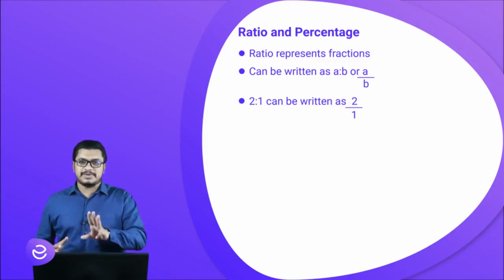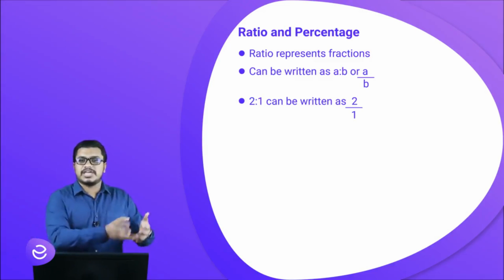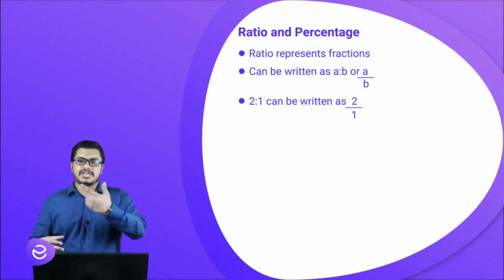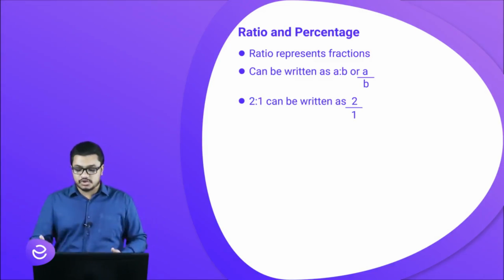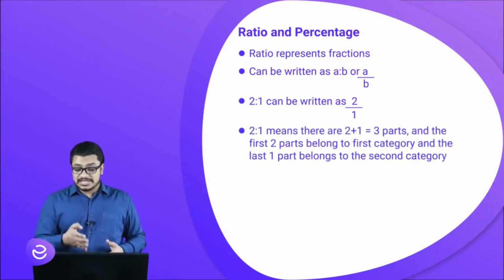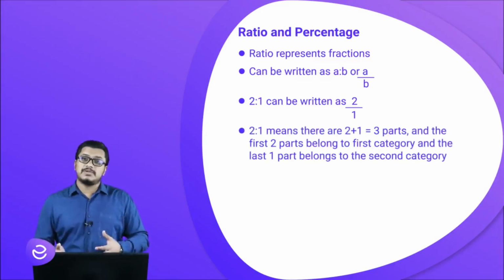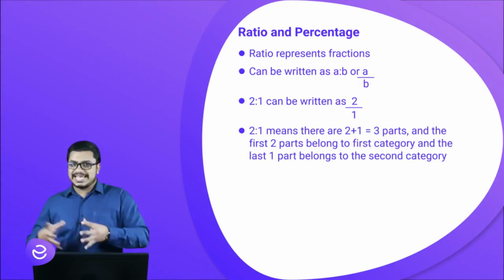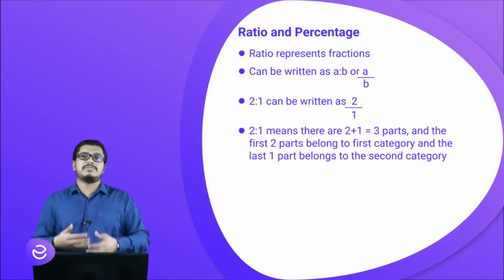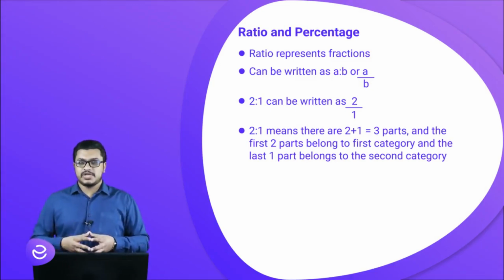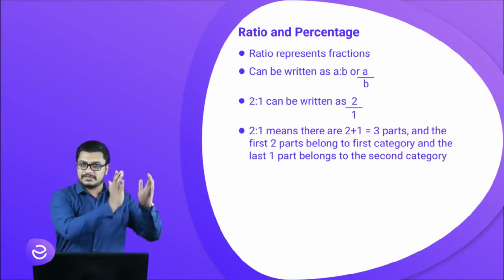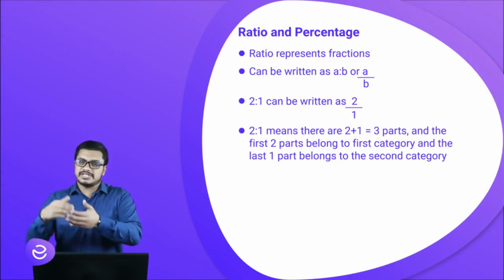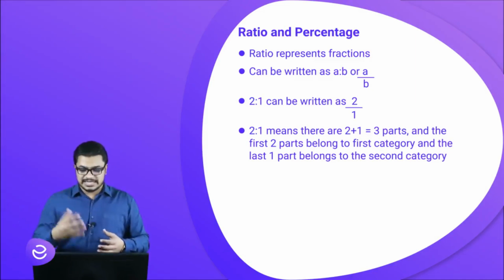2 plus 1, 3 parts, and for the first part we are allocating 2 and for the second part we are allocating 1. That is how we come to the ratio 2 is to 1. So the first 2 parts belong to the first category and the one belongs to the second category. For example, if I say 5 is to 2, it means that there are actually 7 parts, 5 parts for the first category and 2 parts for the second category. That is another example.